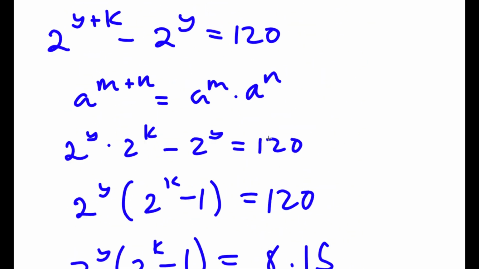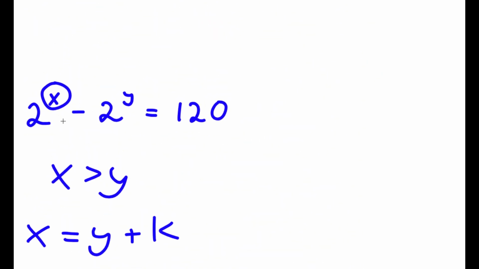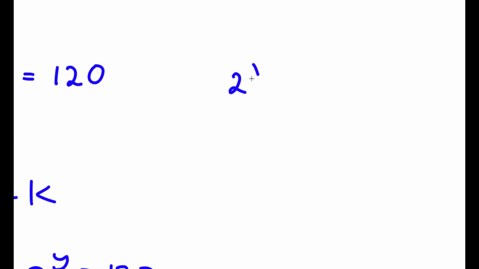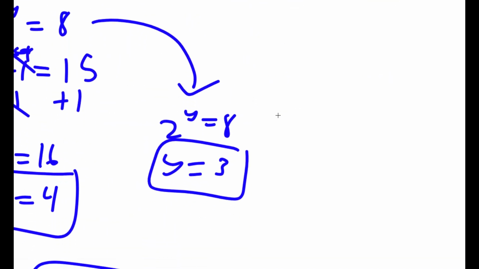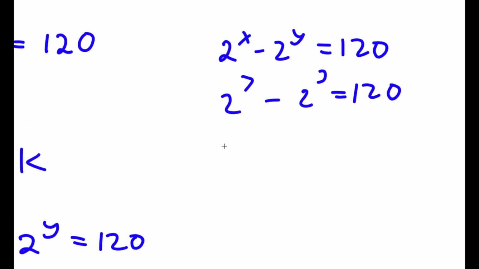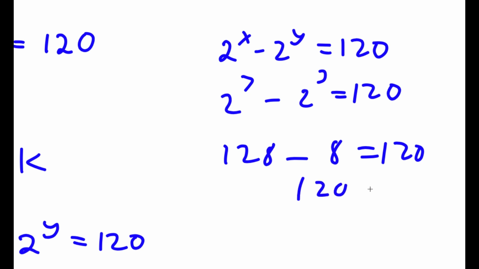So now to check, my original equation was 2^x − 2^y = 120. So we know that x is 7 and y is 3. 2^7 is 128, minus 2^3 is 8. So I get 120 is equal to 120.